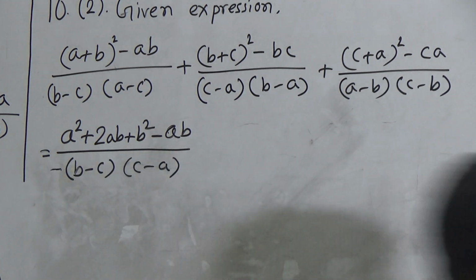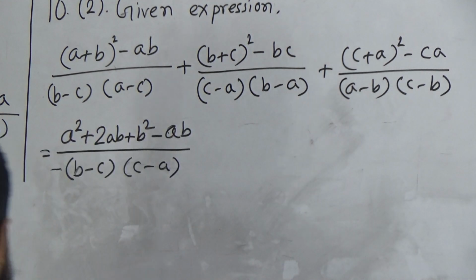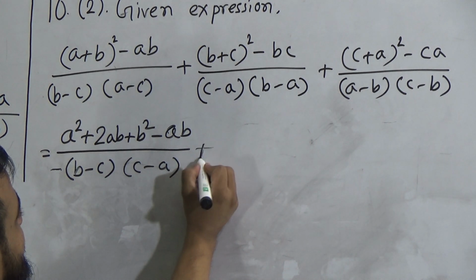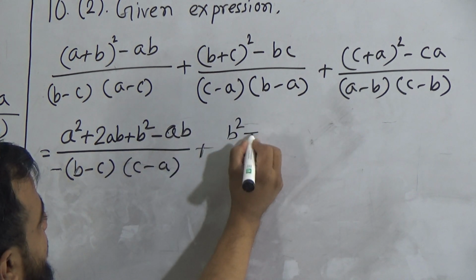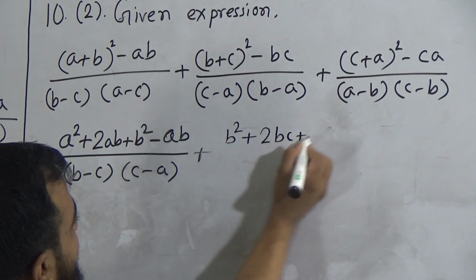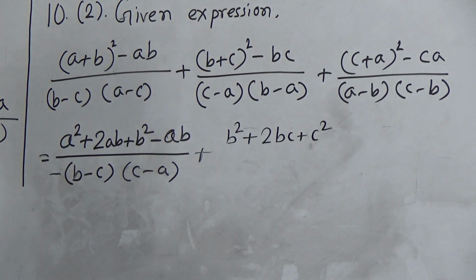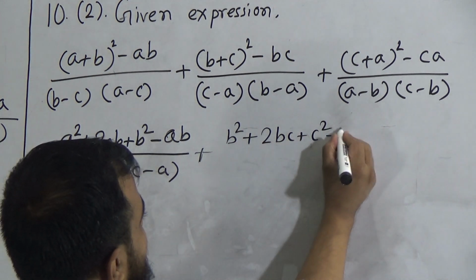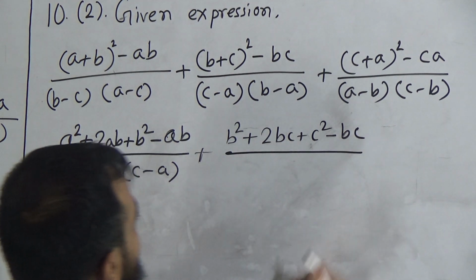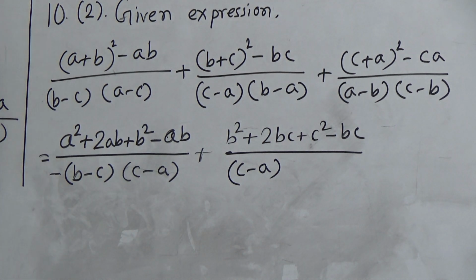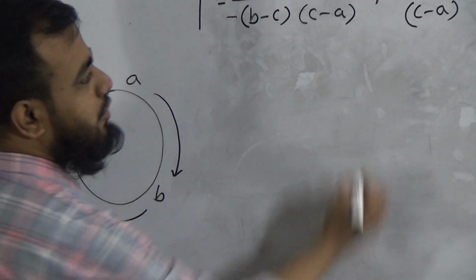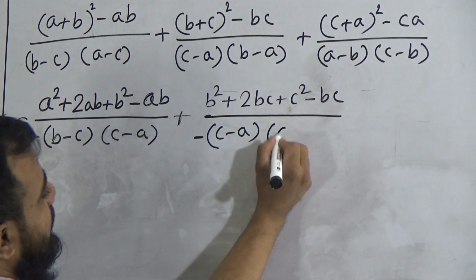After that we will write the formula of (b plus c) whole square in the numerator of the second term. In the second term we have (b plus c) whole square, which means b square plus twice bc plus c square. This is the formula of (b plus c) whole square. Minus bc remains unchanged here, and in the denominator c minus a is clockwise, but b minus a is anti-clockwise, so we make it clockwise, a minus b. To make it a minus b, we take a minus sign here and write a minus b.